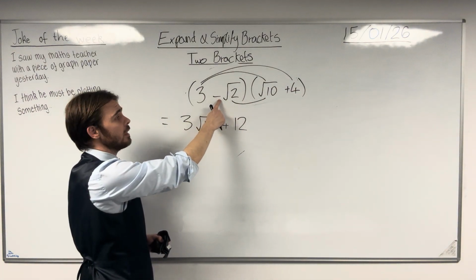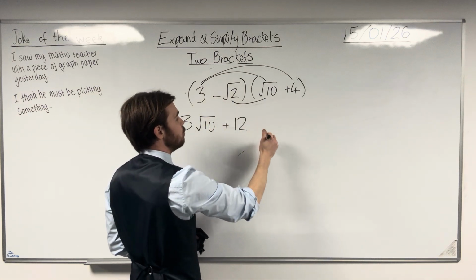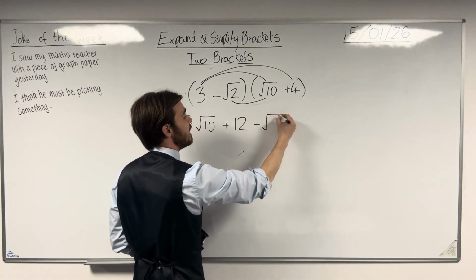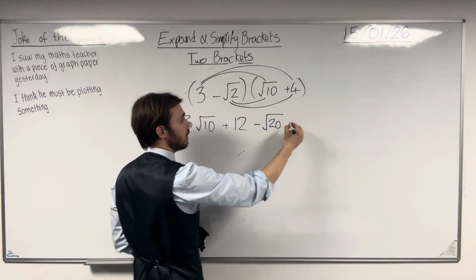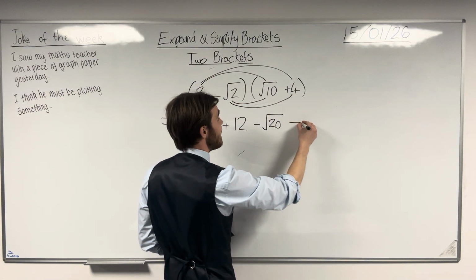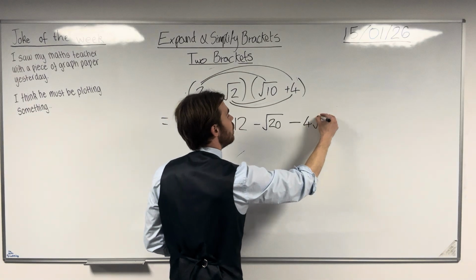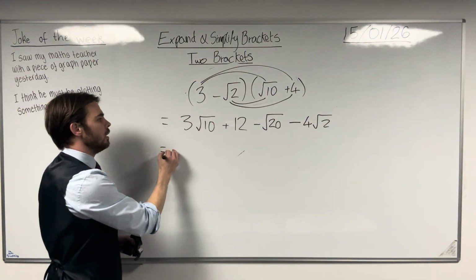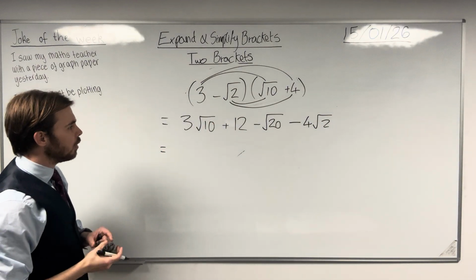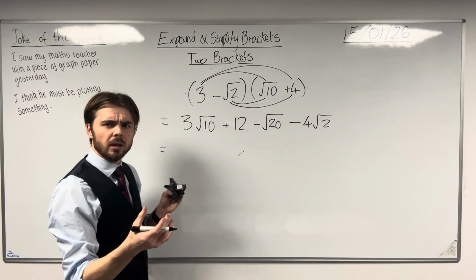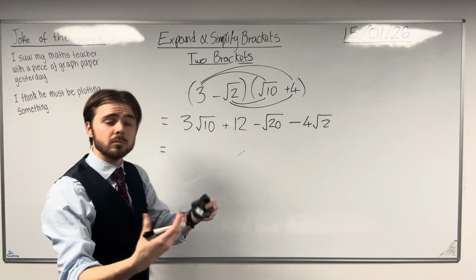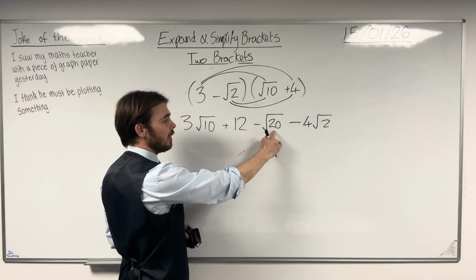Negative root 2, don't forget that negative, multiplied by root 10 is going to give me negative root 20. And then we've got negative root 2 multiplied by positive 4, which will give me a negative as well. So we've got negative 4 root 2. Now we've got to try and simplify. But before we can simplify, we need to collect the like terms. We need to simplify this surd.